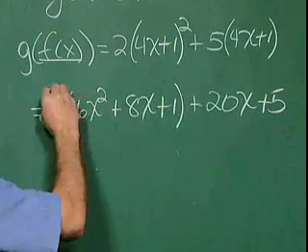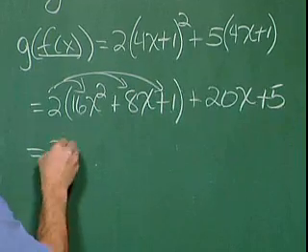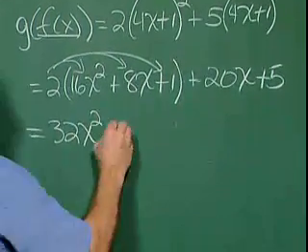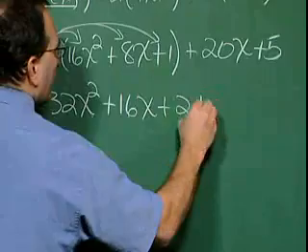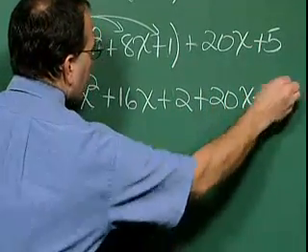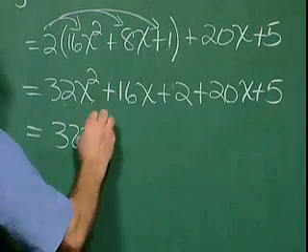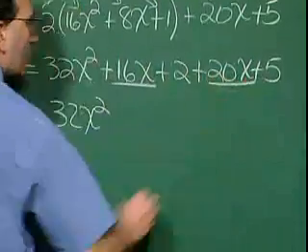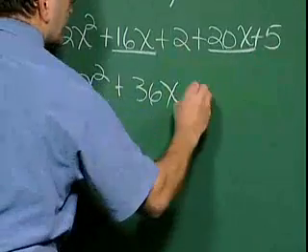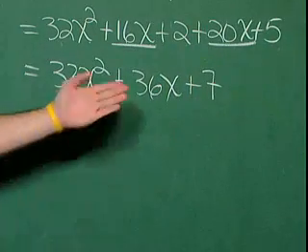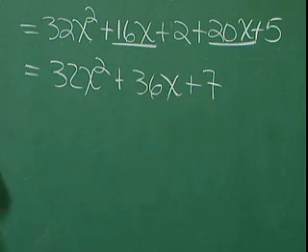We now need to distribute the 2 into all three of those terms. So we get 32x squared plus 16x plus 2. Then there's plus 20x plus 5. The only squared term is right here, 32x squared. However, we have 16x and 20x, which gives me 36x. And we have a plus 2 plus 5 for plus 7. So the composition g of f of x is 32x squared plus 36x plus 7.